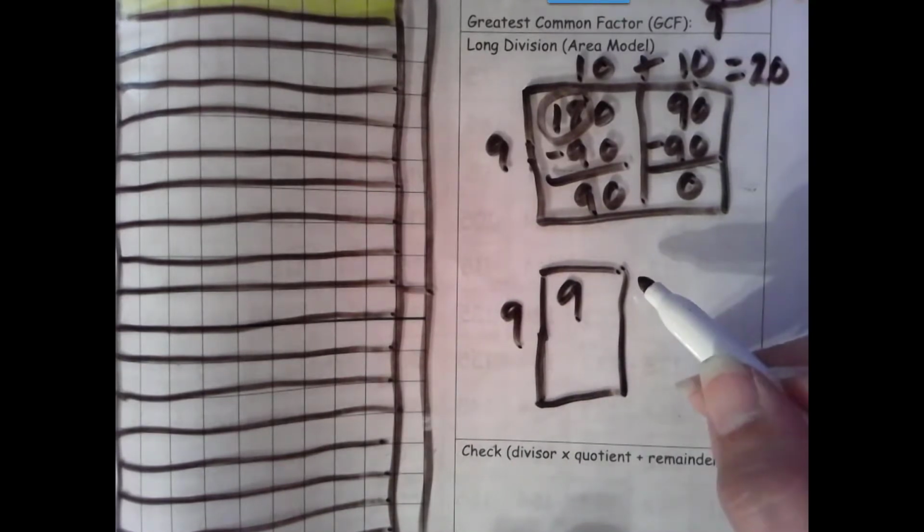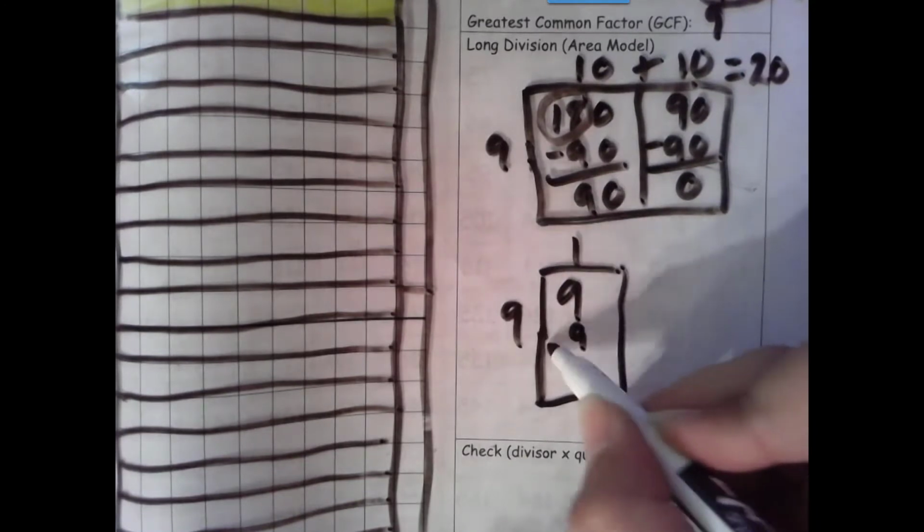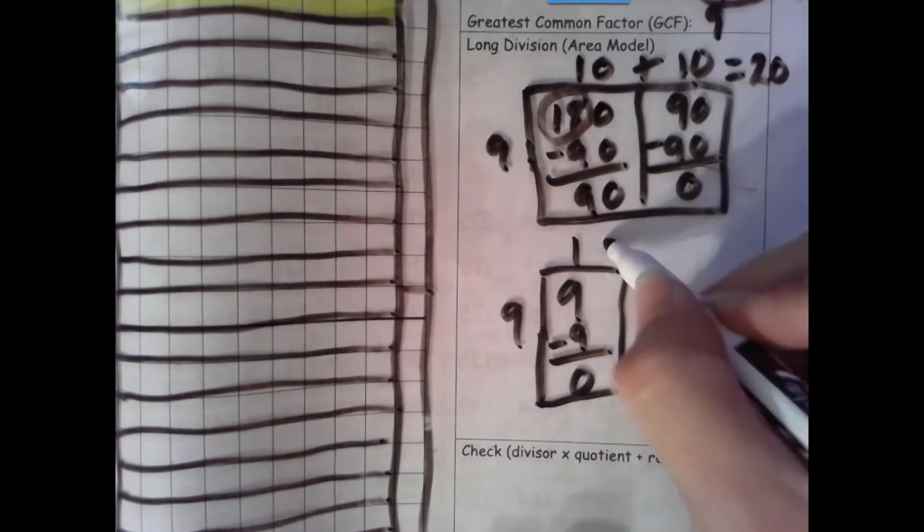And then here for our numerator, we get 9 divided by 9. If you're not sure how big to make the box, you can wait till after you're done. 1 times 9 is 9. Subtract, the number is the same, 0 is the game.